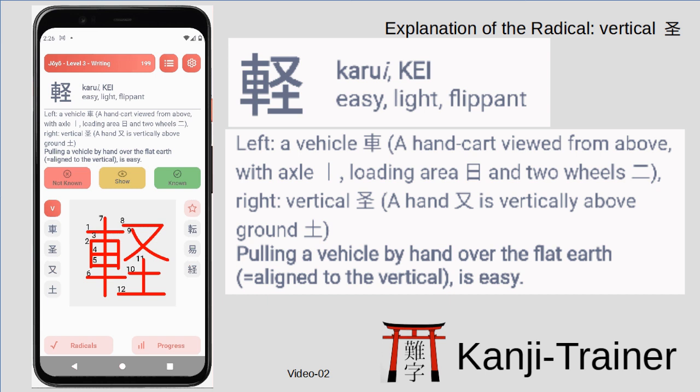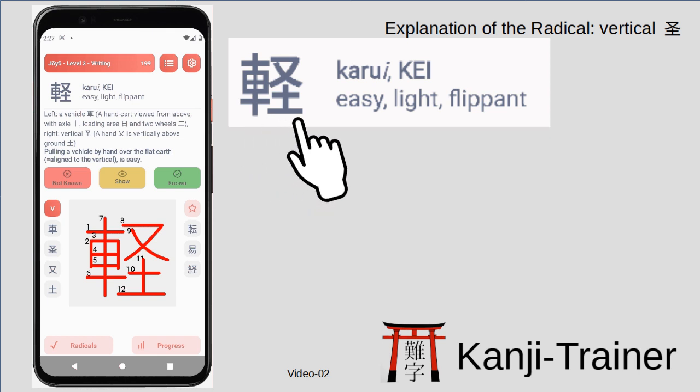It tells me that this character comprises at the left the character for vehicle and at the right the character for vertical. The component for vehicle can be understood as the view on a car from above. You can see the axle as a vertical line, in the middle the loading area, and at the top and the bottom two horizontal lines, which are actually the wheels. The component for vertical at the right can be considered as a hand and the character for earth. The memory phrase for vertical is, the hand is vertically above the ground.